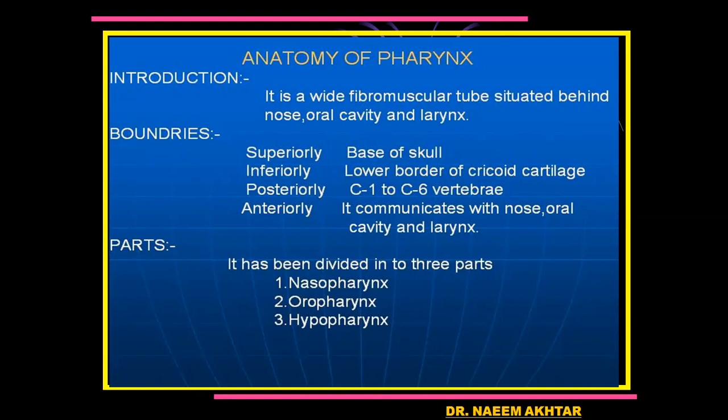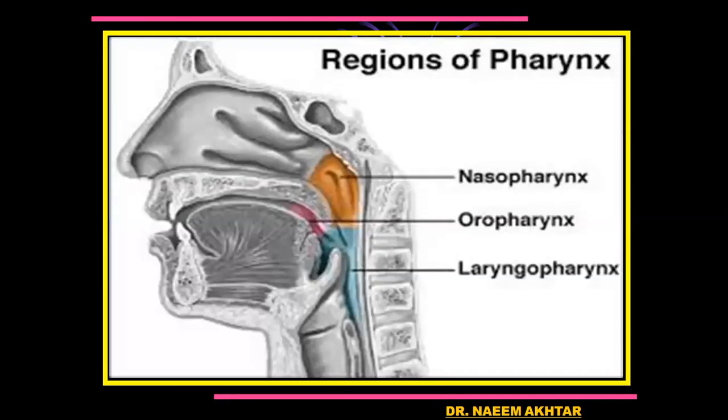Pharynx can be divided into three parts. Number one is the nasopharynx, second is the oropharynx, and the last one is the hypopharynx. This figure is showing you different parts of the pharynx. The yellowish color area is showing the nasopharynx, whereas the oropharynx is shown by the pink color, whereas the laryngopharynx or hypopharynx is shown by the bluish area.